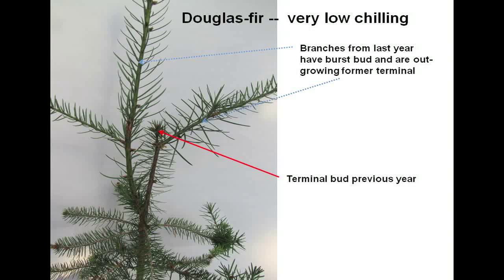So Douglas fir, as I mentioned, has this obligate chilling requirement. And under extreme conditions of low chilling, the terminal bud does not actually burst. But what happens is that these side branches take off. And so even though the plant is actually bursting bud, the terminal bud is not, which is going to result in very ugly-looking trees in the future and lower growth rates.